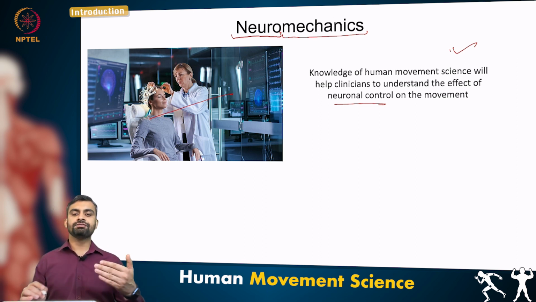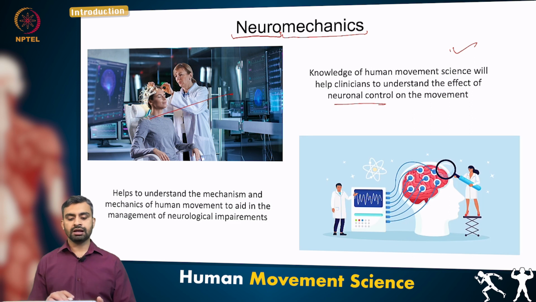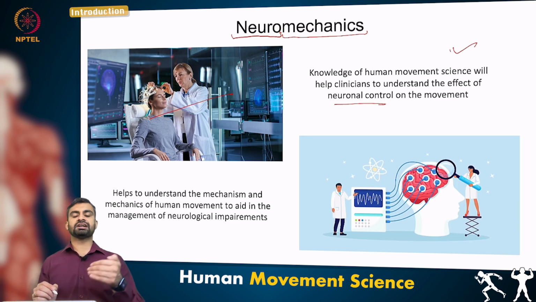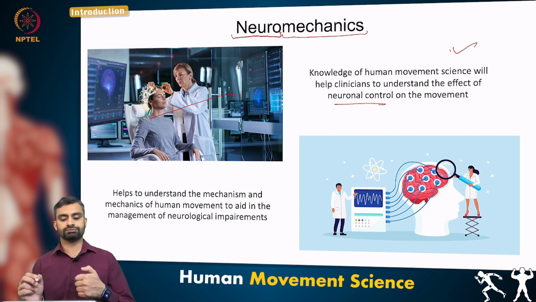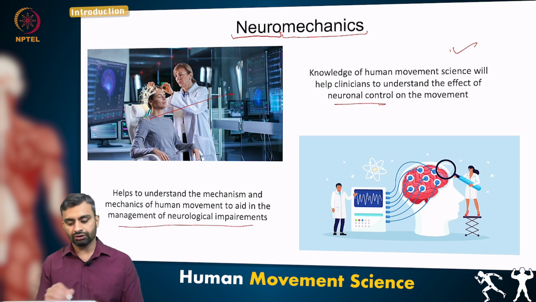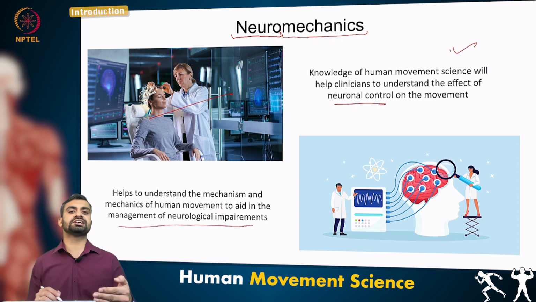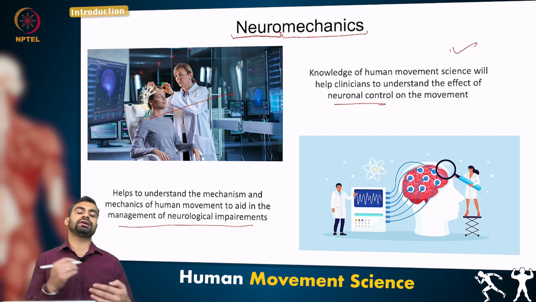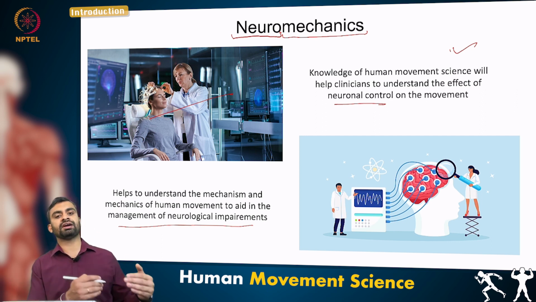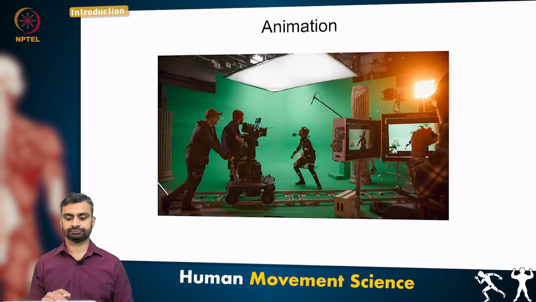So why is this information helpful? Because this information helps us to understand the mechanism as well as the mechanics of movement, and helps in the management of neurological impairments, which result in impaired movement. And also this has application in sports too. If you know the exact neuromechanics, then you can train your mind to perform effectively and optimally. This has application in animation.